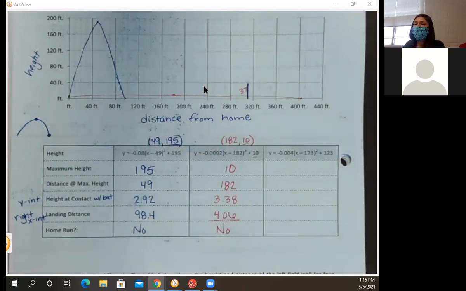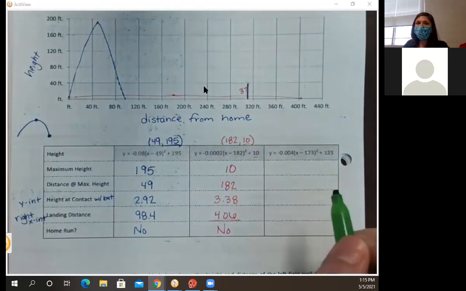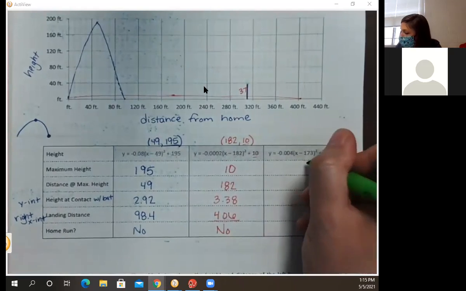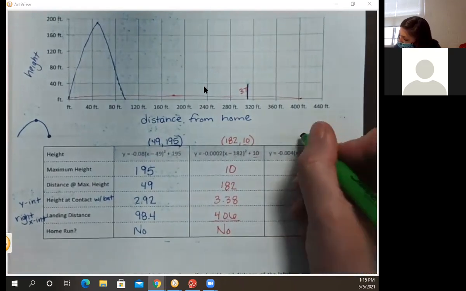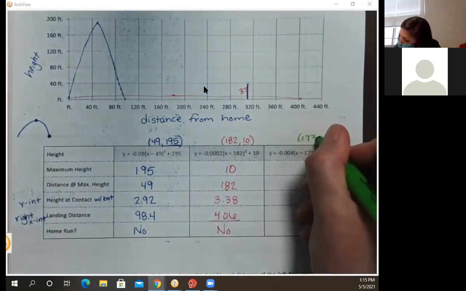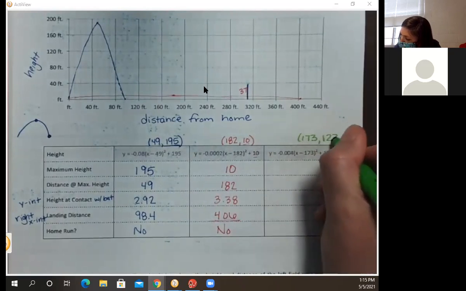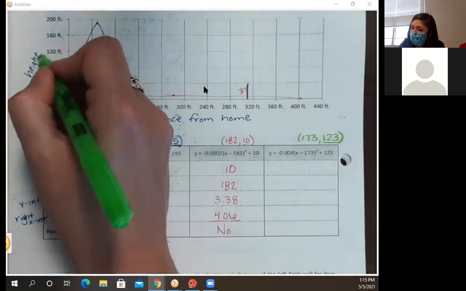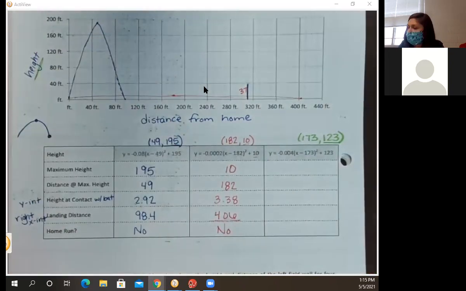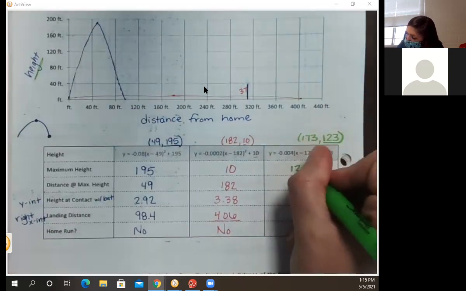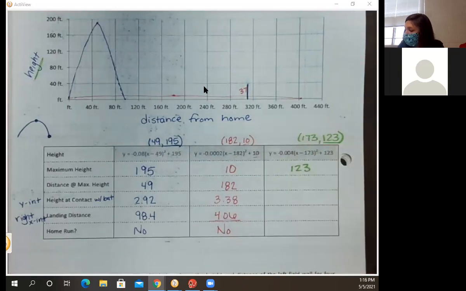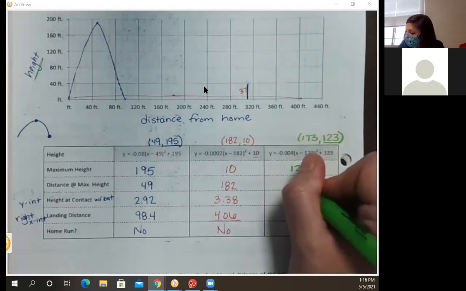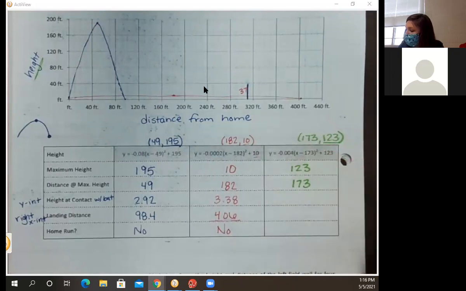We've got one more hit we're going to look at. Before we go back to our calculator, let's pick out the vertex here. That would be 173, 123. So my maximum height, remember height is our y coordinate. Our maximum height is 123 feet. We hit that maximum height 173 feet away from home plate.